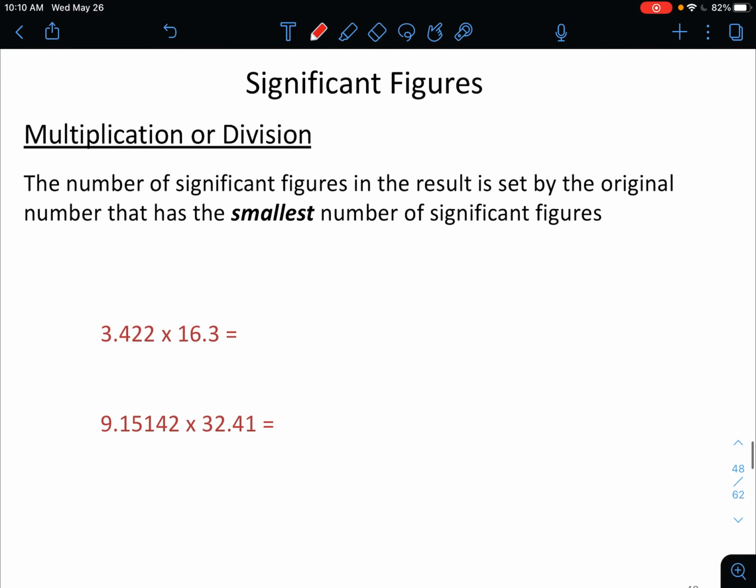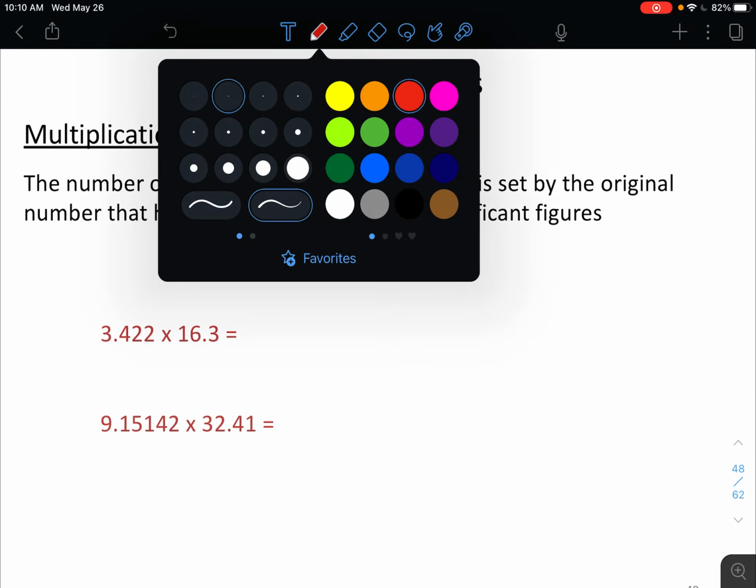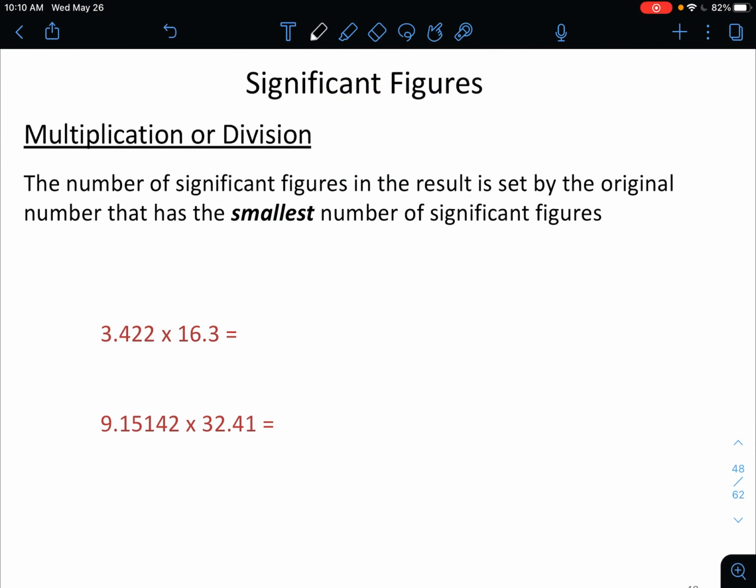Okay, same thing here. Here are a couple examples that I'll work out. You're welcome to pause the video and do them yourself first, or again, just keep going. I promise I'll stop saying that after a little while. Okay, first one, 3.422 times 16.3. My calculator gives me 55.7786.